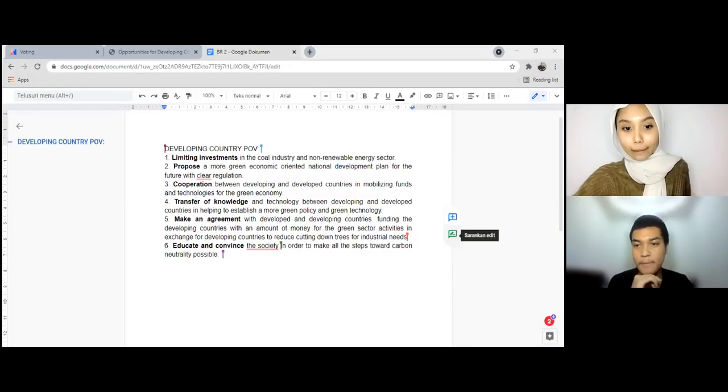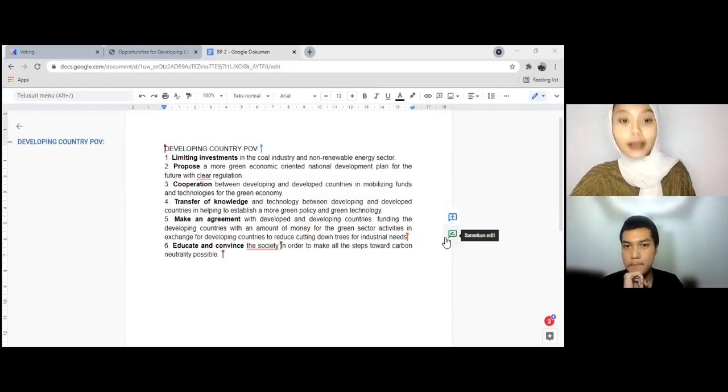Now we are going to move to the second block, which is the developing countries. So who will be presenting for the developing countries? Me. All right. You may. Okay, let me share the screen. Can you see it already? Yeah, it's visible.